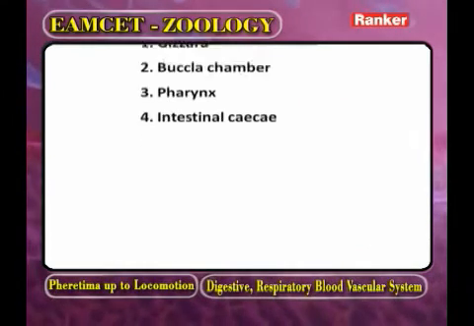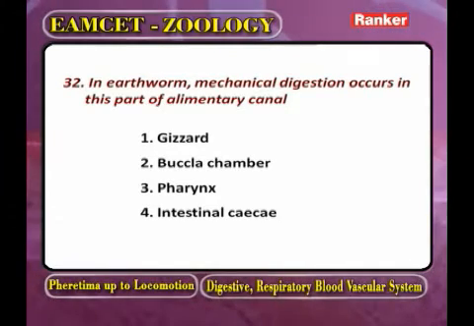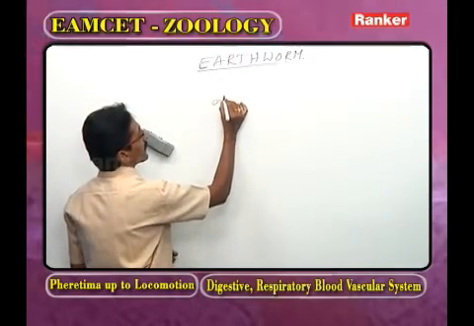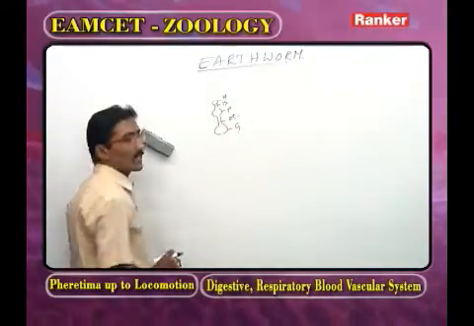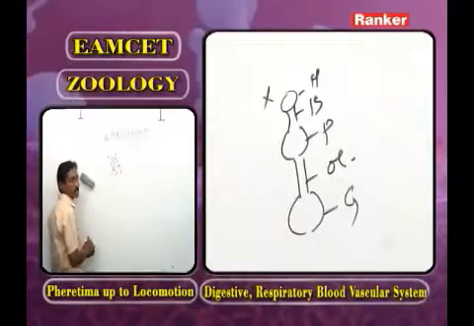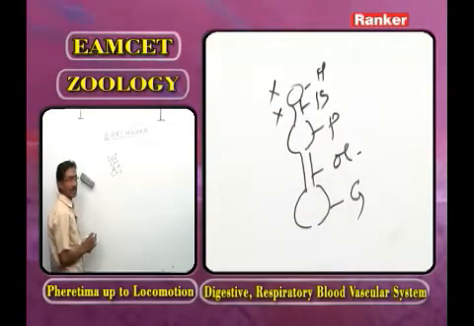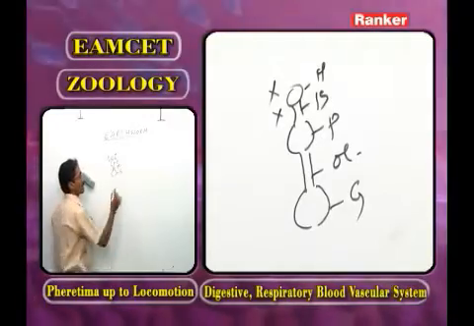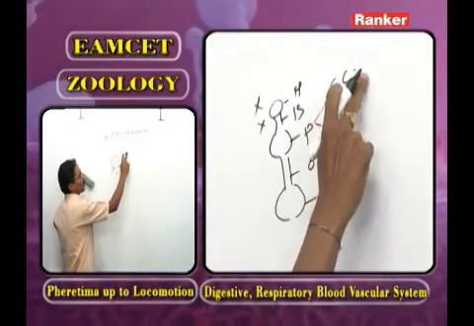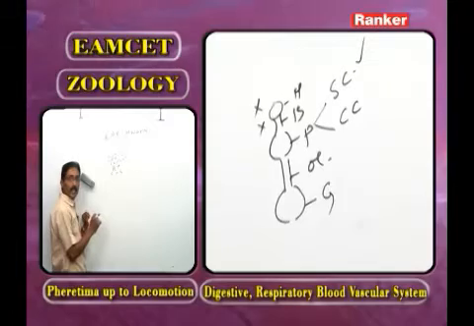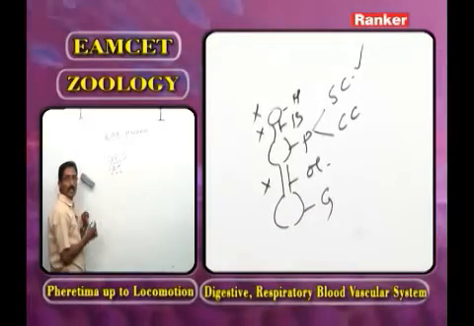Now next question. In the earthworm, mechanical digestion occurs in this part of the alimentary canal. As we observe the alimentary canal, this part is the mouth and this part is the buccal cavity. This is the pharynx, this is the esophagus and this part is called the gizzard. In the mouth, no digestion, because no enzymes. What about the buccal cavity? No digestion because enzymes are absent. In the pharynx, there is a salivary chamber and a conducting chamber. In the salivary chamber, proteolytic enzymes are present, so digestion occurs here, and the food mixed with saliva is called the bolus. In the esophagus, no digestion because enzymes are absent.